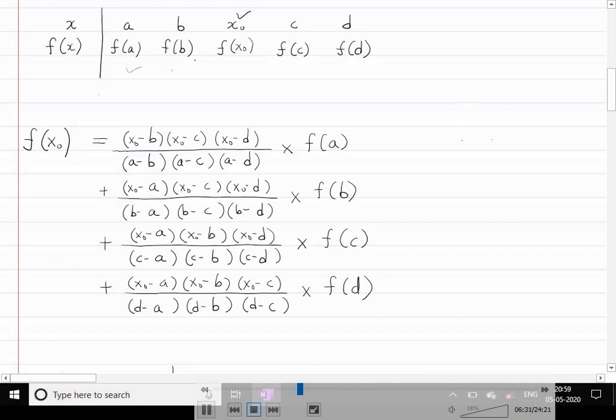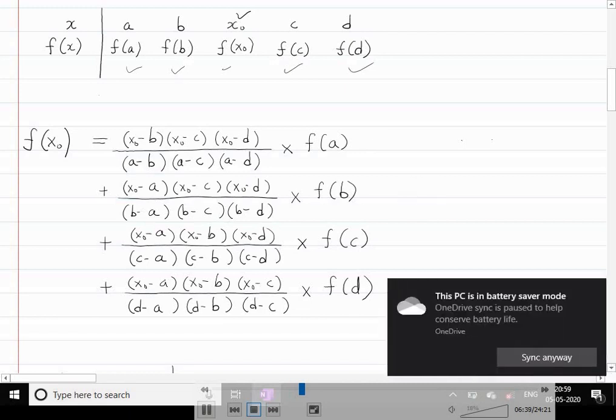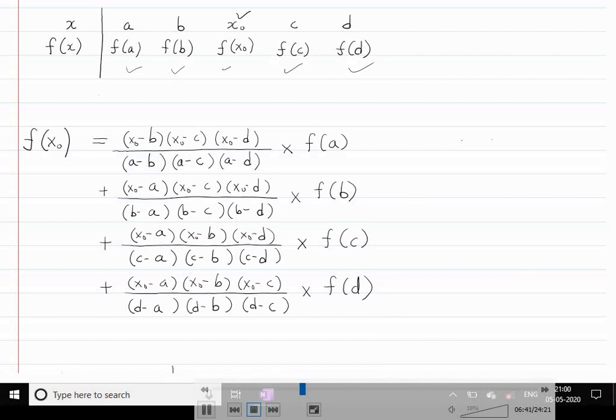So this is what we wanted to find. I have used f of a, f of b, f of c, f of d, and I have found out f of x naught, the formula of f of x naught. I have used a, b, c, d and x naught in the formula. The structure is easy to prepare.